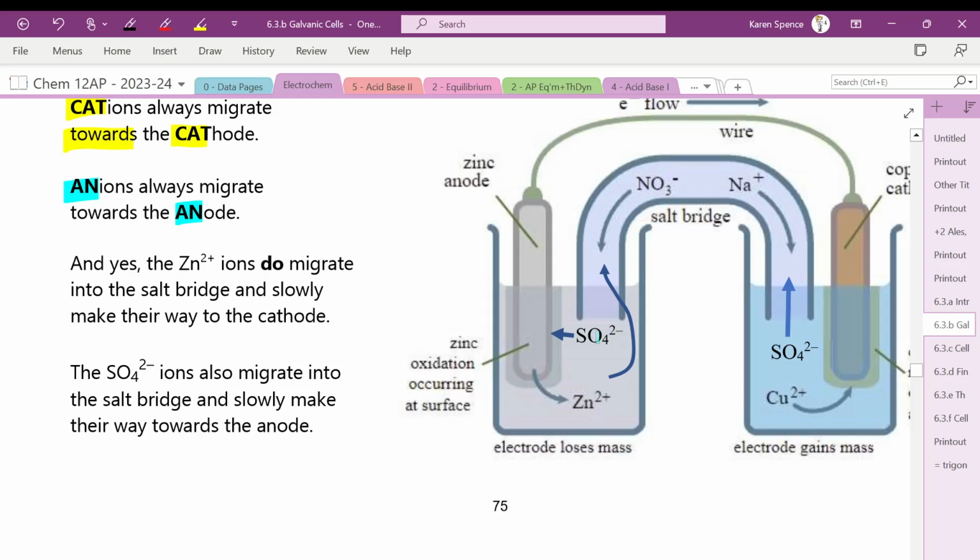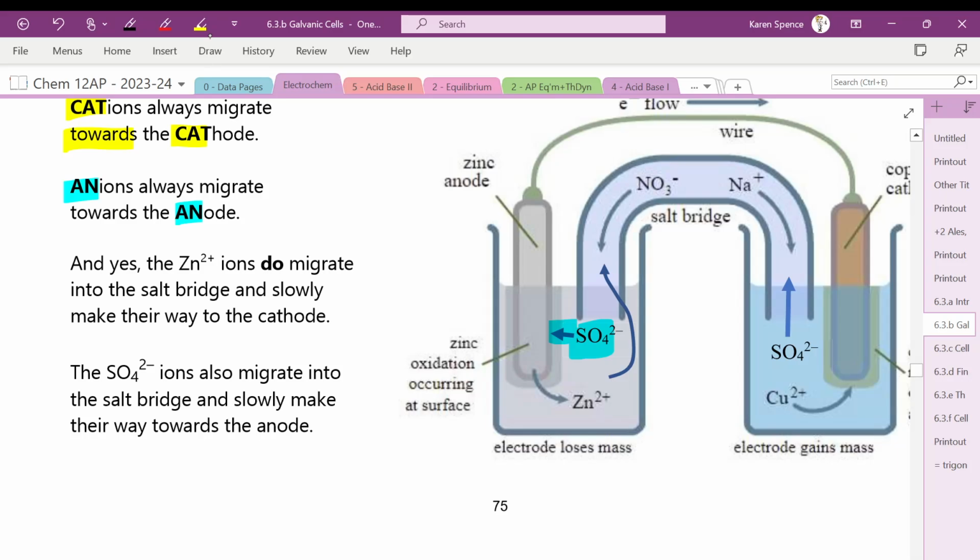You'll notice that the sulfate here is going towards the anode. It actually will kind of move towards the anode. It won't react because it's not really electrically very reactive, but it will move towards the anode.